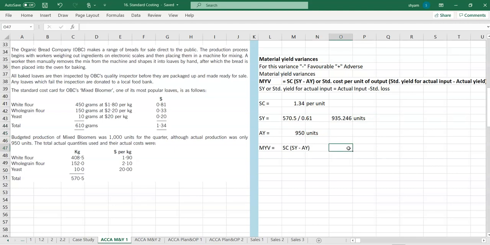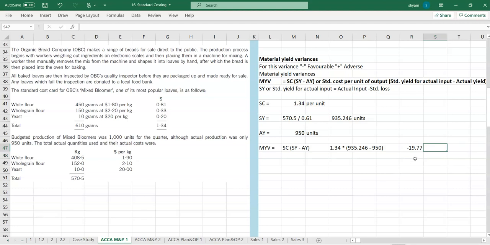So let's get the answer. The answer is very simple once you get the numbers. 935.246 minus 950. So the answer is 19.77 adverse.